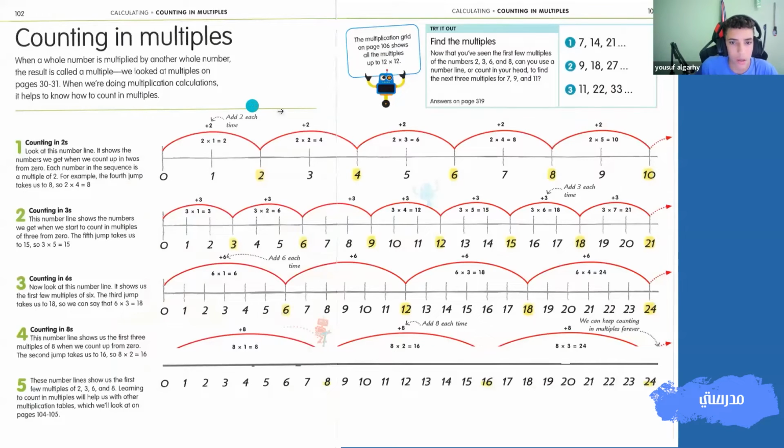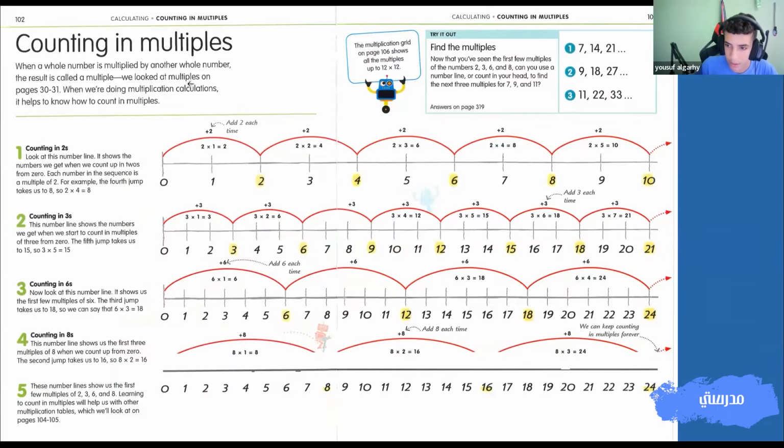So, counting on a number line with multiples. This one's actually very simple. We have 0, and we want to count by 2s. All we have to do is add 2 every single time. So 0 plus 2 equals 2. 2 plus 2 equals 4. 4 plus 2 equals 6. 6 plus 2 equals 8. 8 plus 2 equals 10. And you just keep on going like that. 10 plus 2 equals 12. 12 plus 2 equals 14. You just keep going.